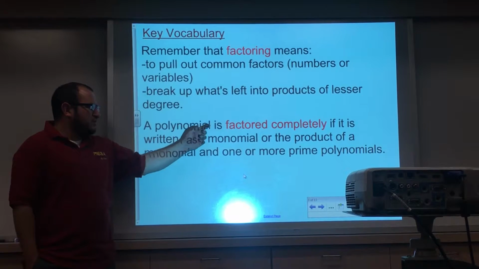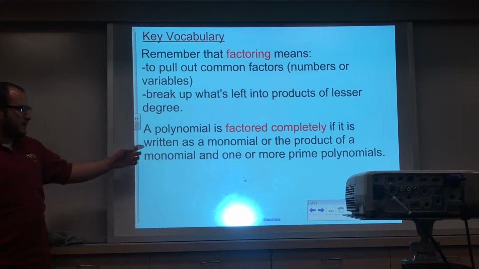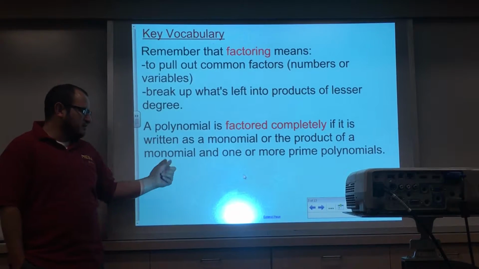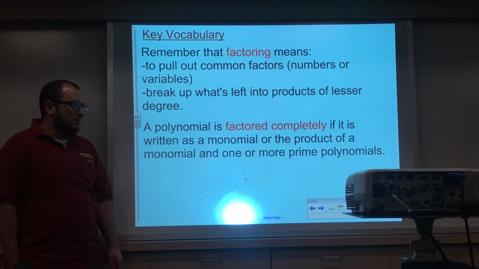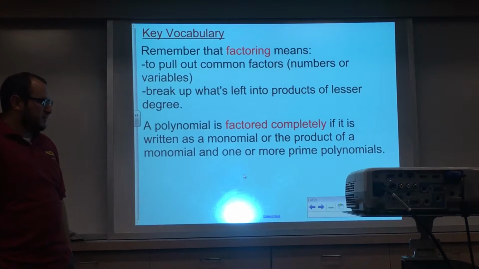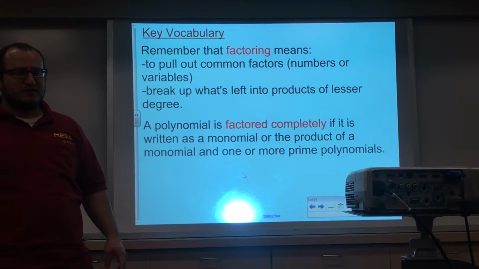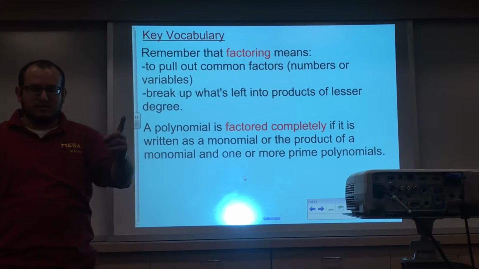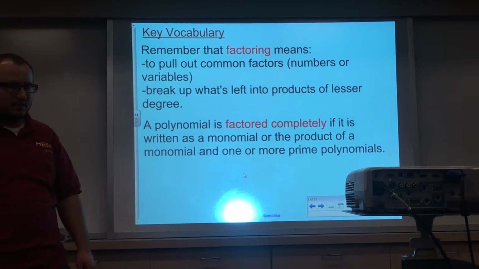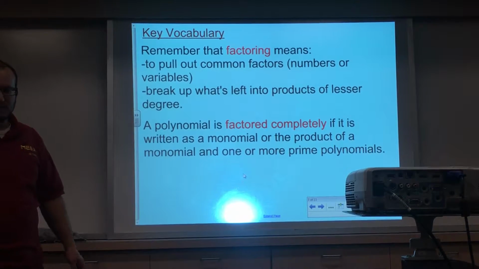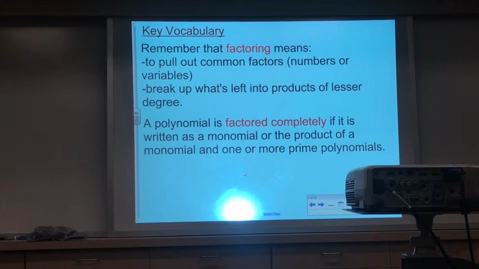Okay. A polynomial is factored completely if it is written as a monomial or the product of a monomial and one or more prime monomials. So if you don't remember what a prime number is, remember prime number simply means you could multiply itself times 1, and that's a prime number. Okay. So again, make sure to copy this in your notes. I'll be looking for it when I check your notes.